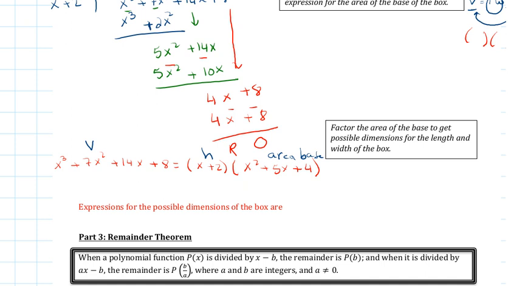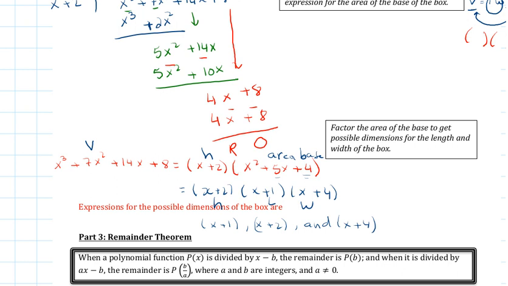So I can factor this. This is a quadratic, easily factored by sum and product. I'm looking for two numbers that multiply to 4 and add to 5, and that would be 4 and 1. And I can right away write it as x plus 2 times x plus 1 times x plus 4. And you remember what I told you above, that it's length times width times height. I know the height, and these could be my length and width. So the possible dimensions of the box are x plus 1, x plus 2, and x plus 4.